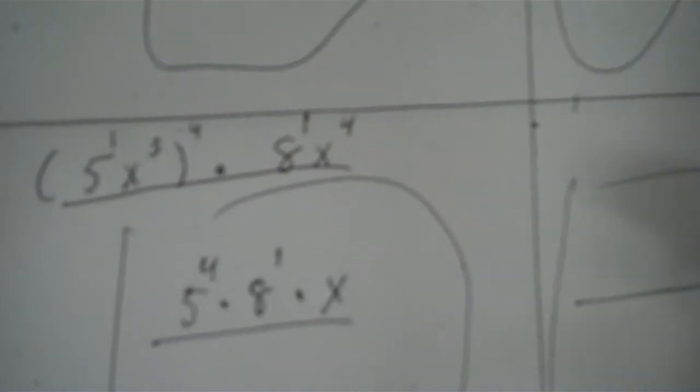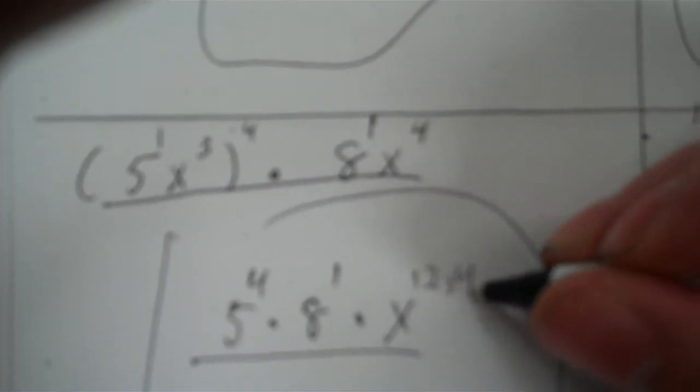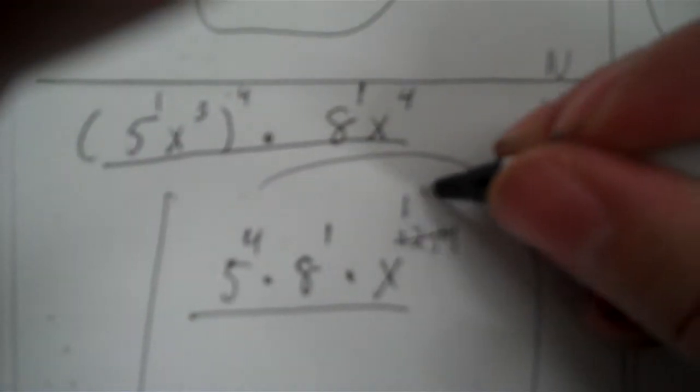Okay, so let's underline. So my numerator, I got 5 times 8 as the bases, as the numbers, and then x here. Okay, so 5 to the first, 1 times 4 is 4. 8 is just to the first because that's not in a parentheses. It's not raised to any power, so it's just the first. Then the x, 3 times 4 is 12, and then I have a 4. So 12 and 4. Those are both in the numerator, so I just add them together, and that's 16.